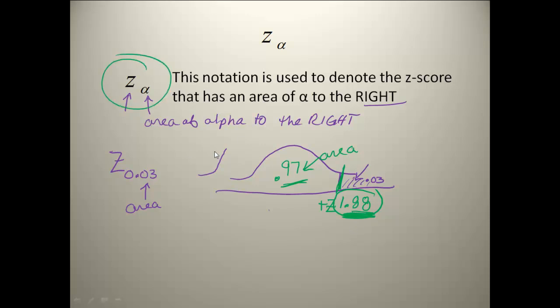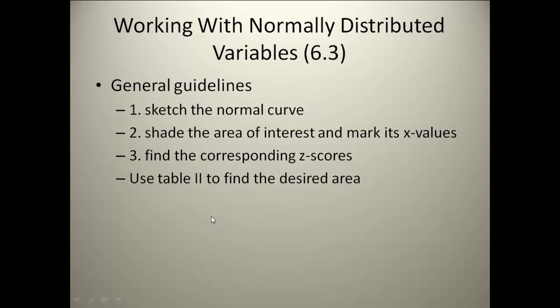And that's what this notation is asking for. It wants the z-score that has an area of 0.03 to the right. So you have to transfer it into an area to the left, look for it on the inside part of your chart, and then track that back to figure out the z-score that corresponds to that particular spot.